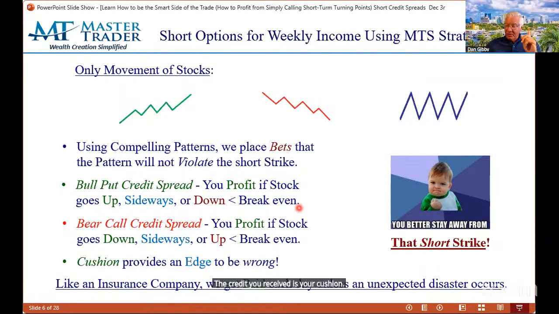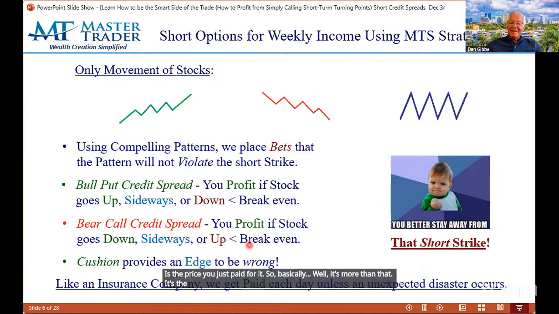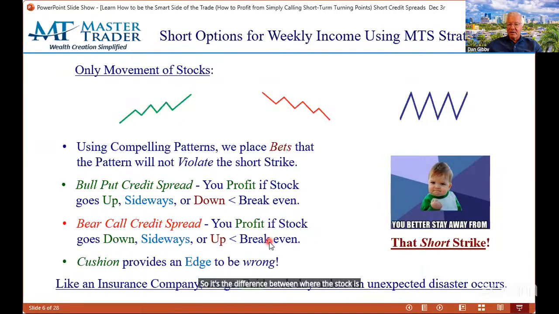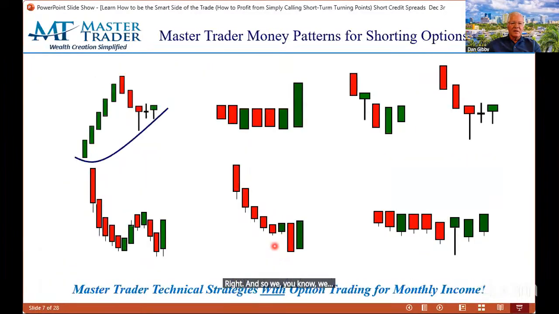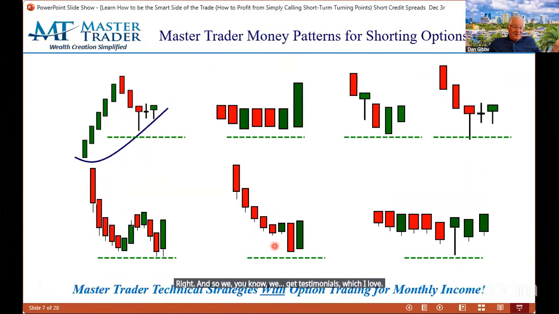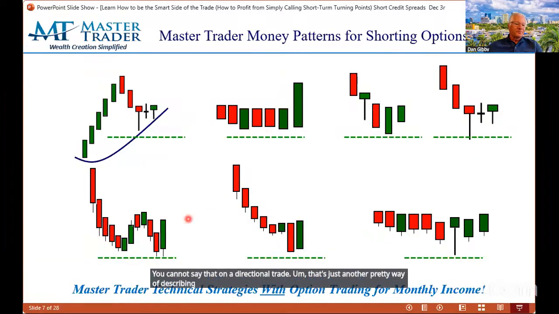Well, it's more than that. It's the cushion. It's my break even. So it's the difference between where the stock is trading and my break even. Right. And so we get testimonials, which I love, when people say the stock went against me and I still made money. And you cannot say that on a directional trade. That's just another pretty way of describing what I just said.